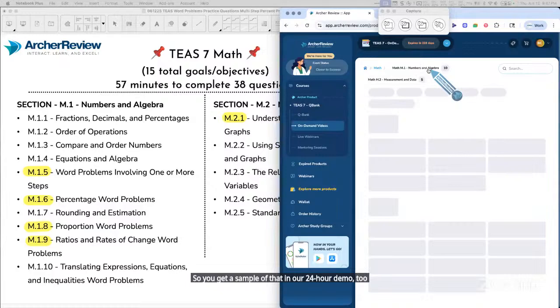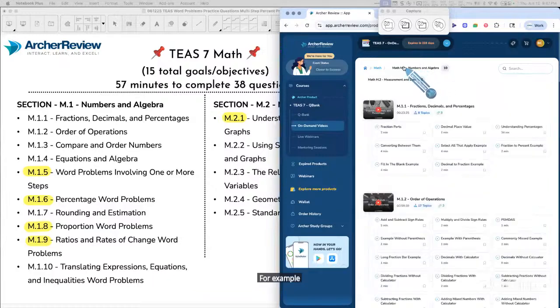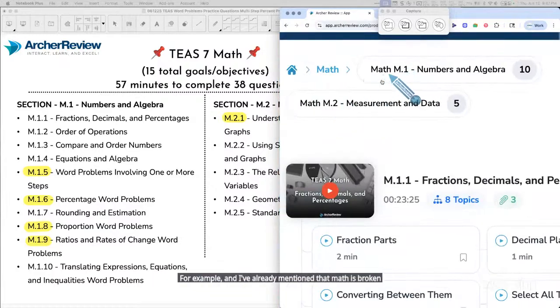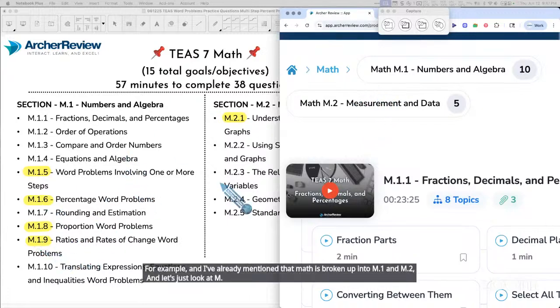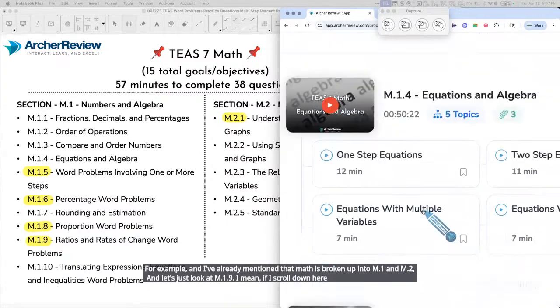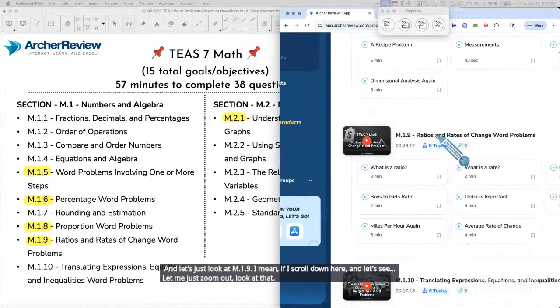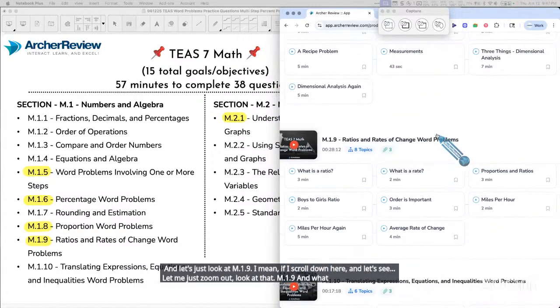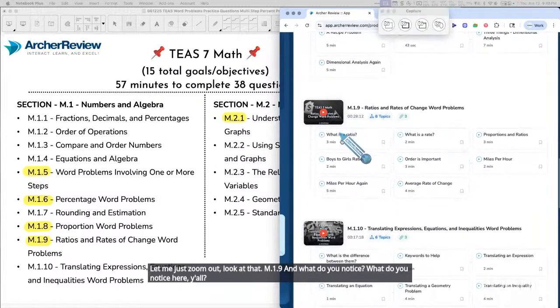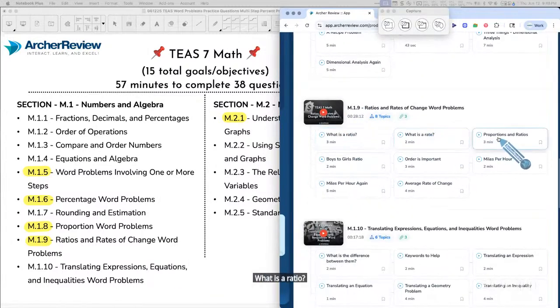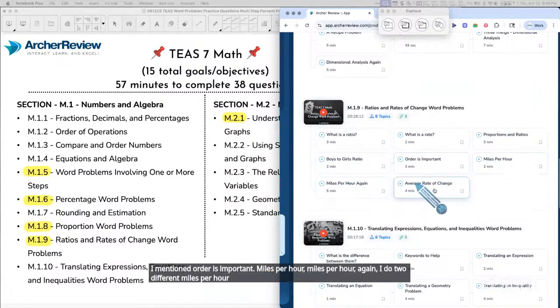If I come over here to math, for example, and I've already mentioned that math is broken up into M.1 and M.2. And let's just look at M.1.9. If I scroll down here, let me just zoom out. Look at that. M.1.9. And what do you notice here, y'all? What is a ratio? What is a rate? Proportions. Ooh, boys to girls. I mentioned order is important. Miles per hour, miles per hour again. I do two different miles per hour problems, average rate of change.